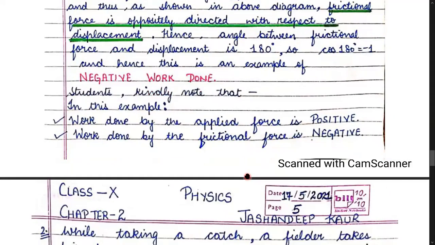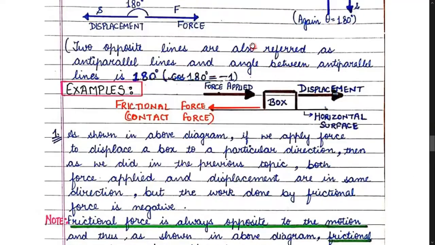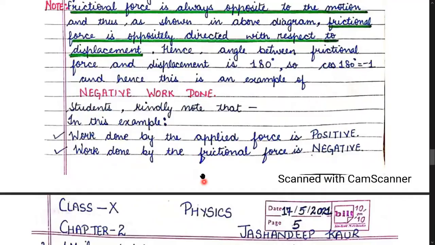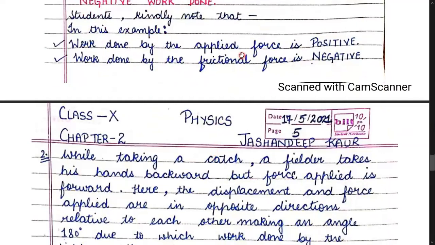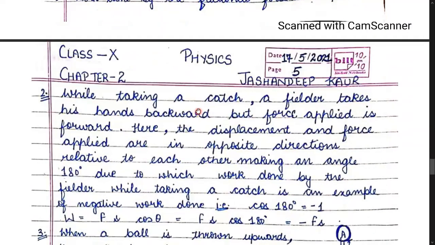Children, in this example, the work done by the applied force and the displacement is an example of positive work done, while frictional force and displacement is an example of negative work done. So in this example only, both the types of work done are included. It depends on which force we are talking about.